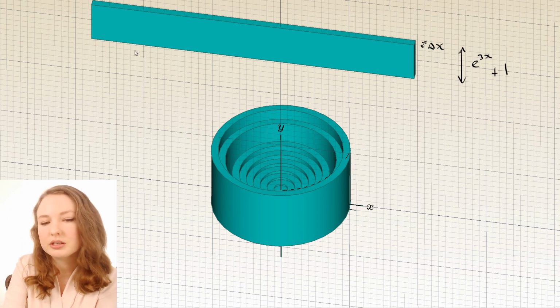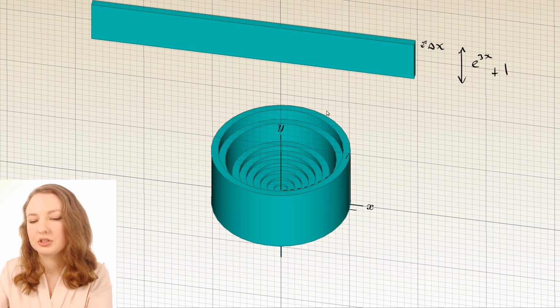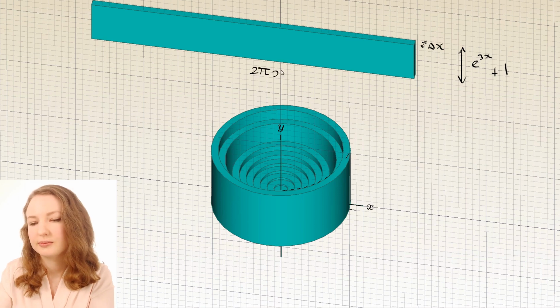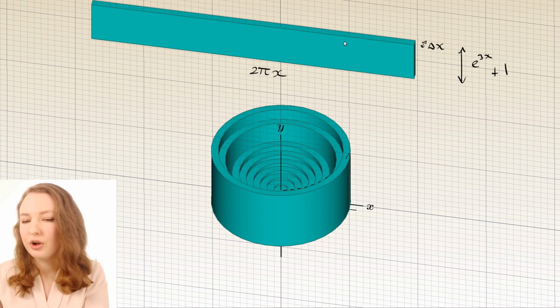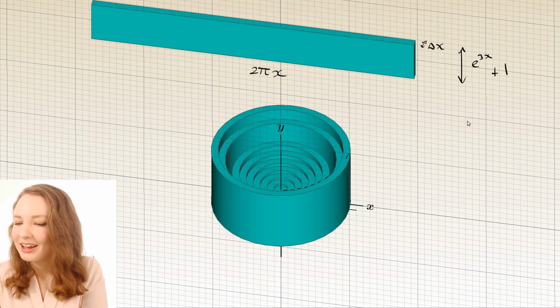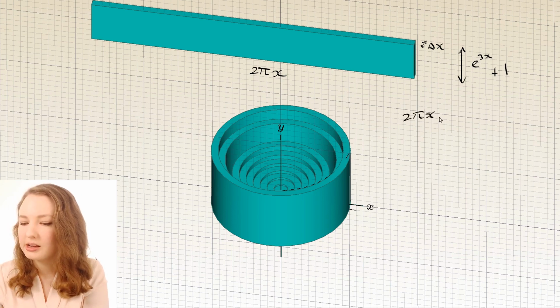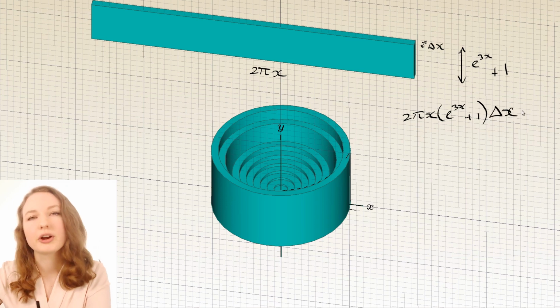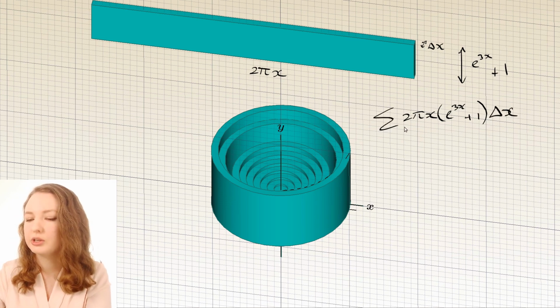And this distance is just the circumference of the shell. So 2 pi times the radius. And the radius was just x. So the volume of that flattened cylindrical shell is 2 pi x times e to the 3x plus 1 times the delta x. And again, if we want to work out the total volume, you just add all those up.